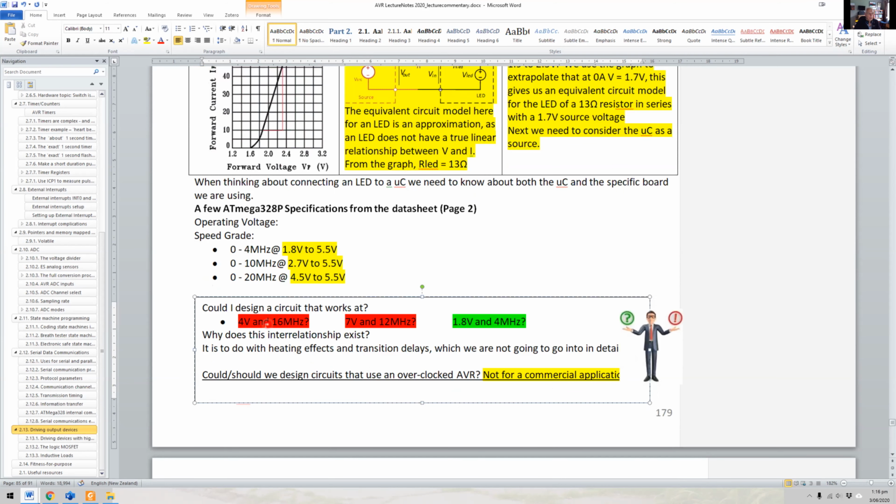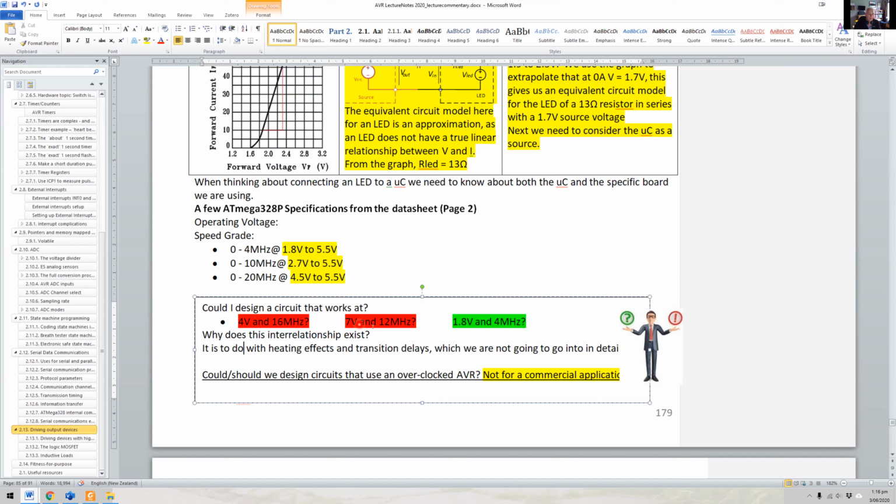So here's just a couple of simple questions. Could we design a circuit that ran at 4 volts and 16 megahertz? Well, no, we could not, okay? We've got to run it at 4.5. Now, maybe it would work, but you don't want to go outside those specifications for any sort of commercial product.